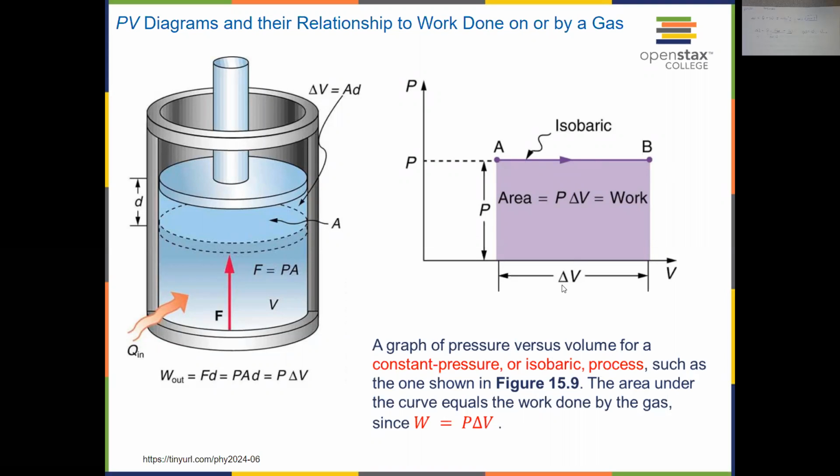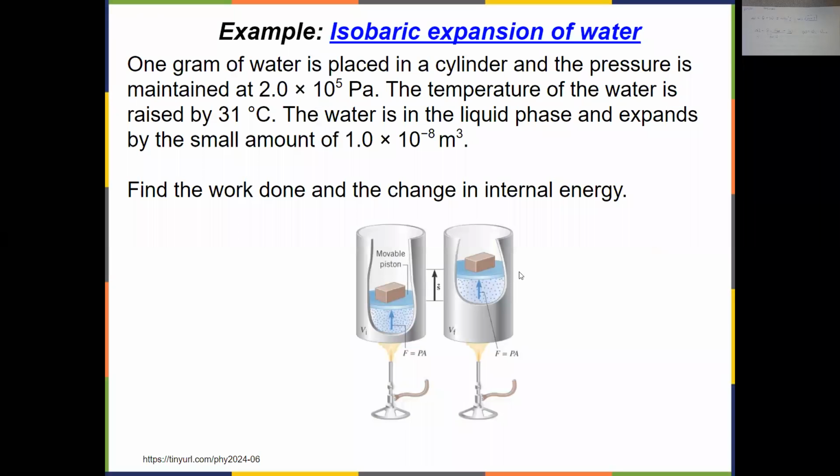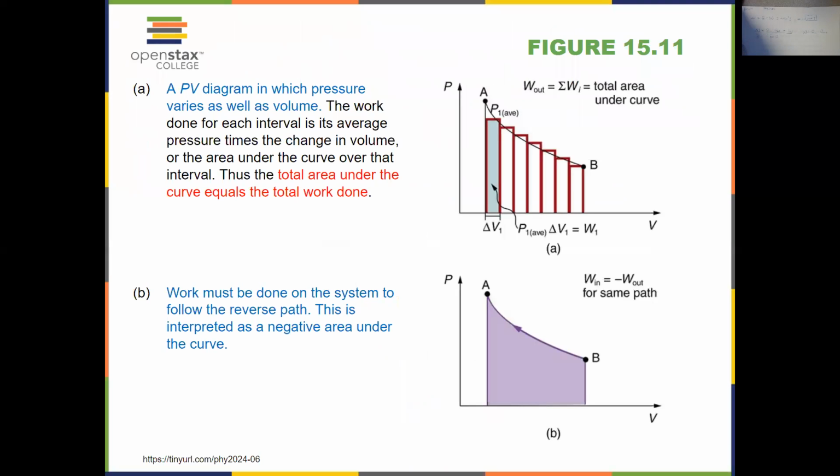Now we reached this conclusion by looking at the simple process where P is constant. All right. So we will take a look at one example, and then we'll move on to the next slide, which is about the general case where your P might not be constant. Or let me take a look if I remember that correctly. Let's take a look here first.